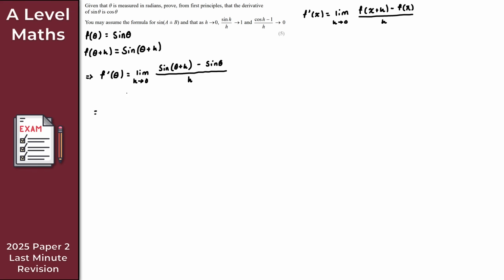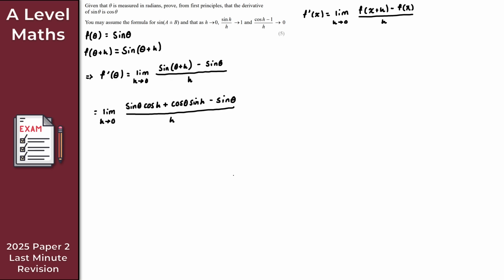And you do need to write this at every step here, really. It gets a little bit tedious and repetitive. I really do appreciate that, but it is important here. So the limit as h tends to 0 of, so sine of theta plus h here. So what I get then is sine theta cos h plus cos theta sine h. Okay? And don't forget as well, of course, the minus sine theta here.